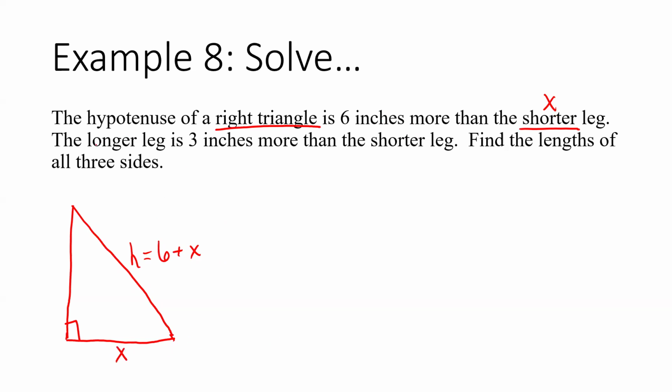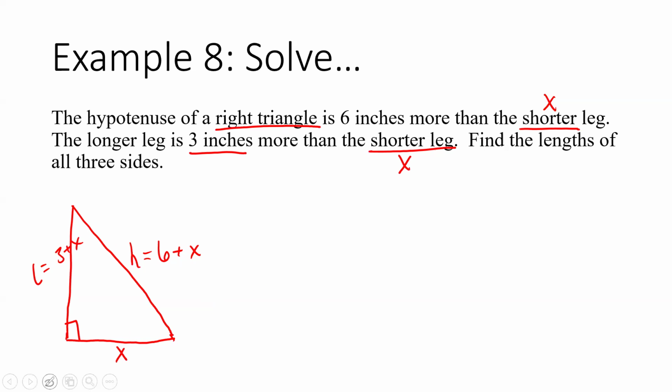Okay. And the next thing it tells me is the longer leg is 3 inches more than the shorter leg. And again, we're going to let X be our shorter leg. So the longer leg, L, equals 3 plus X. Could I have written them as X plus 6 and X plus 3? Yeah, because it doesn't matter. All right. It says find the lengths of all 3 sides.